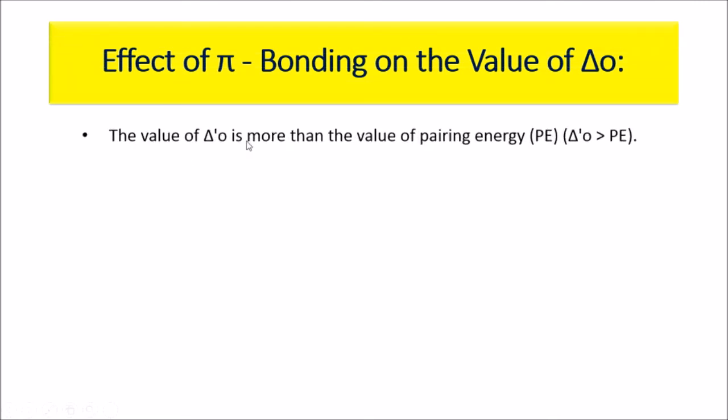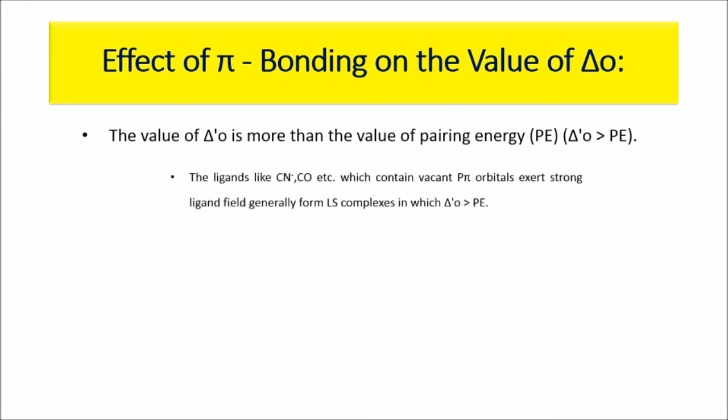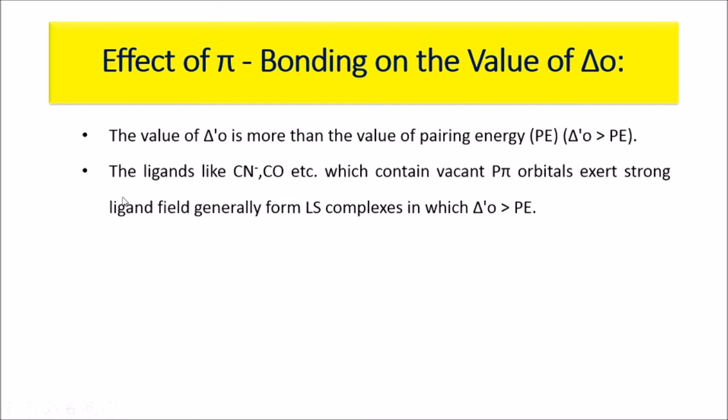As a result, the value of delta dash O is more than the value of pairing energy. So delta O is higher than that of pairing energy. So the energy gap is high when the ligand approaches the central metal ion, the splitting increases, and as a result, we are going to get a low spin complex.